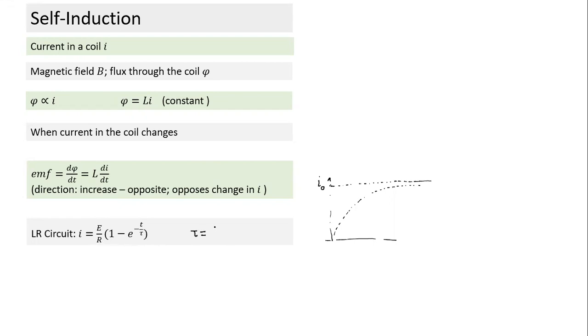Earlier it was RC, now it is L by R. This is what we need to remember. Time constant is L by R. And this equation is easy to remember. What is I naught? I naught is E by R, the EMF in the circuit divided by the total resistance.